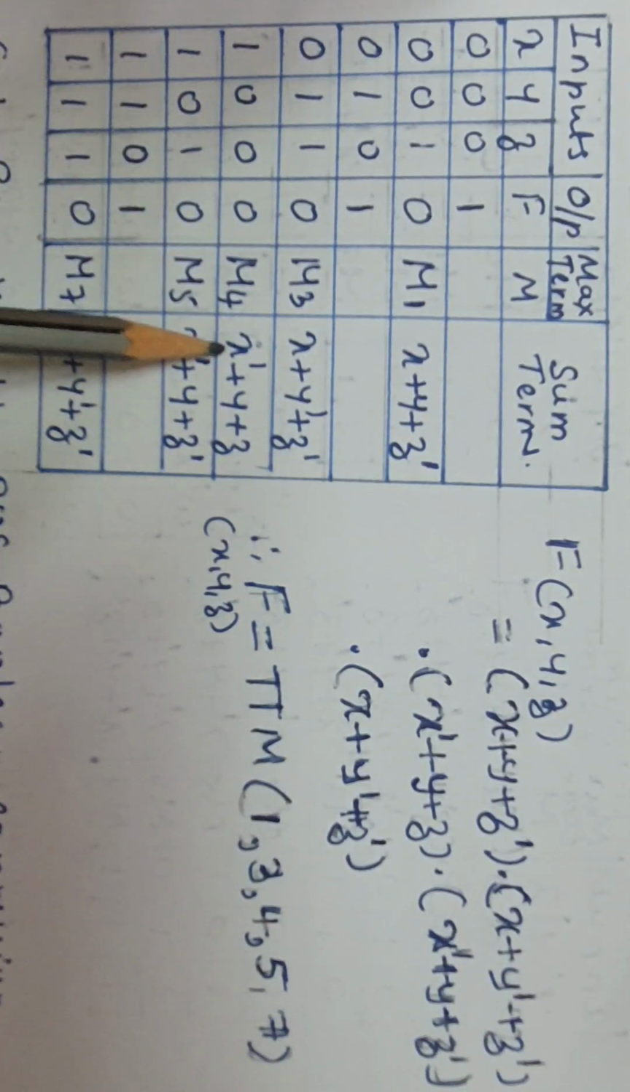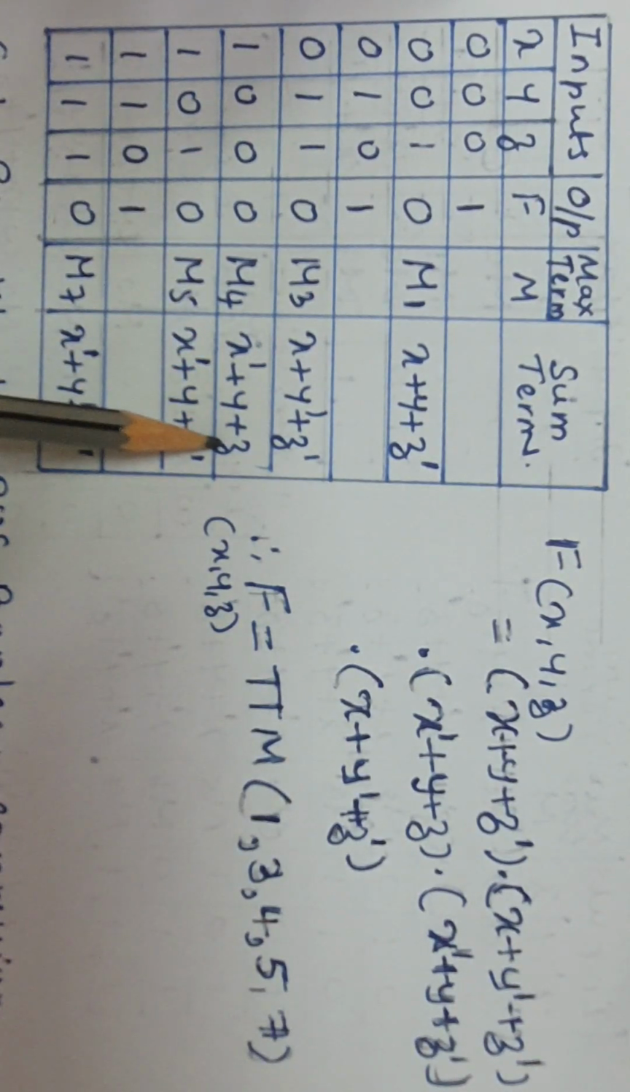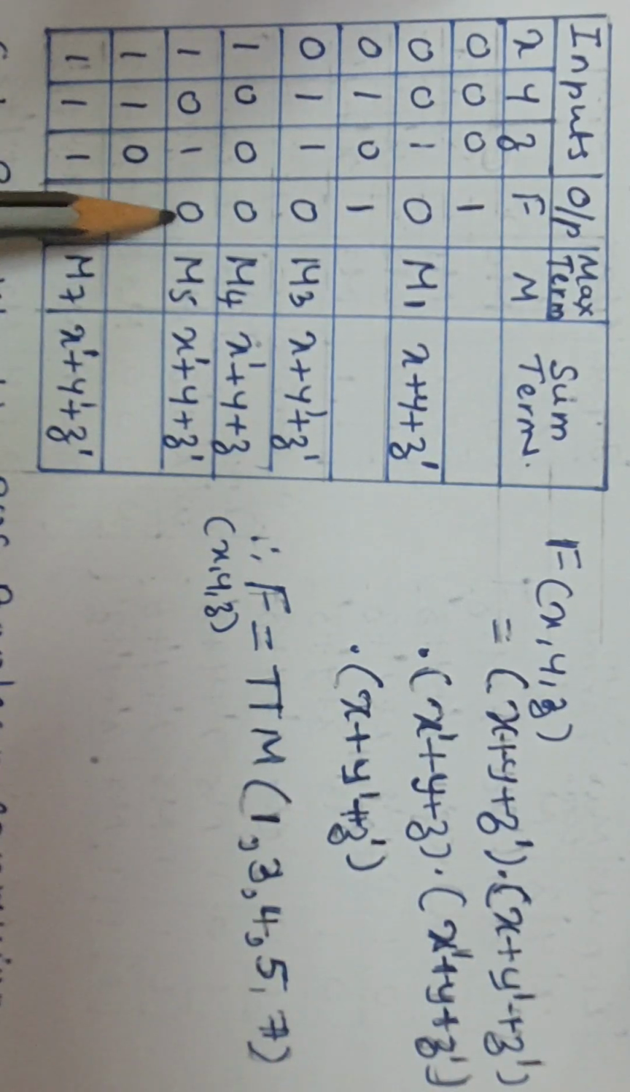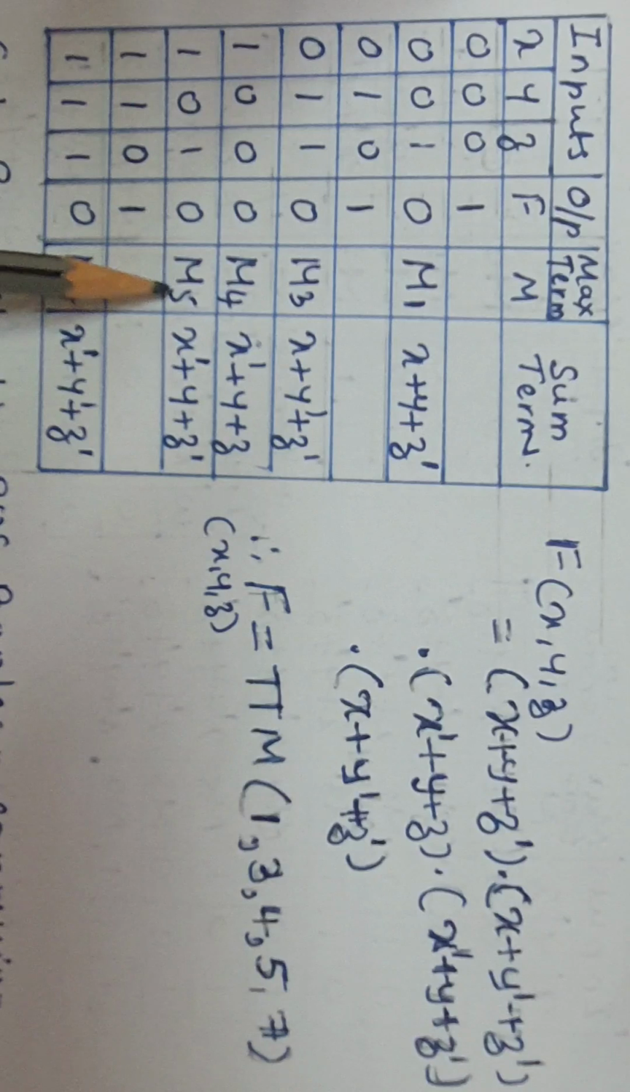Hence x dash plus y plus z is taken here. Then here also f is 0. 1 0 1 means m5. So x is 1, x dash; y is 0 as it is; z is 1, z dash. So x dash plus y plus z dash is written, that is m5. Then again f is 0 here when all the inputs are 1. So x dash plus y dash plus z dash, that is m7.